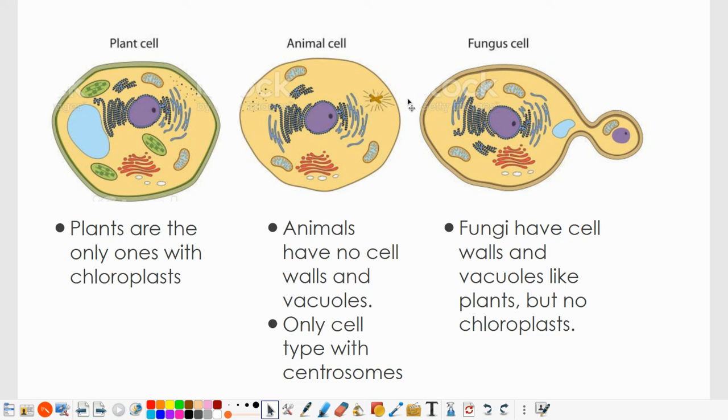This little structure right here is called a centrosome. The centrosome is responsible for moving some things around during cell division, mitosis, and meiosis. You note that the animal cell is the only one that has one. You don't find a centrosome in the plant cell. You don't have it in the fungal cells. So there's a lot of similarities here, but there's a few minor differences between them that make them unique.